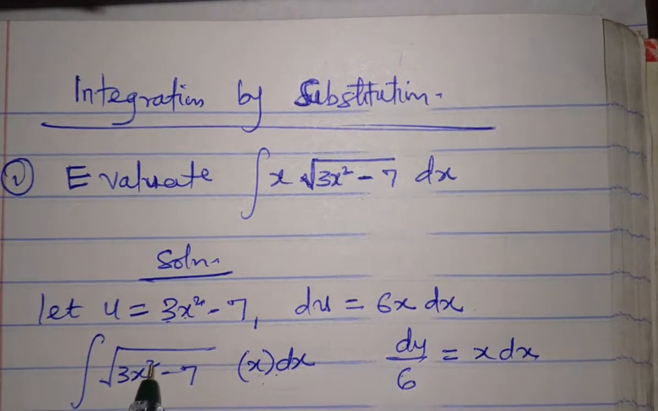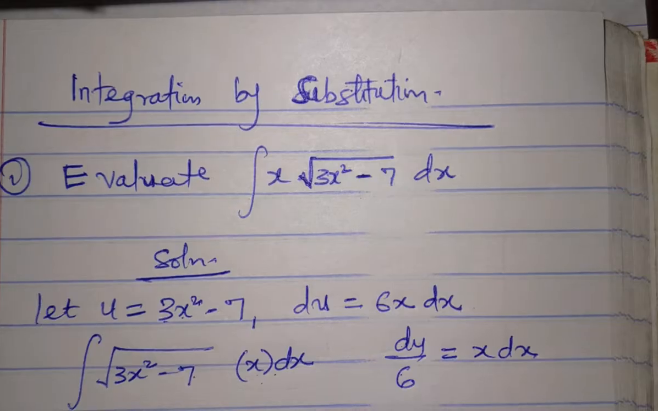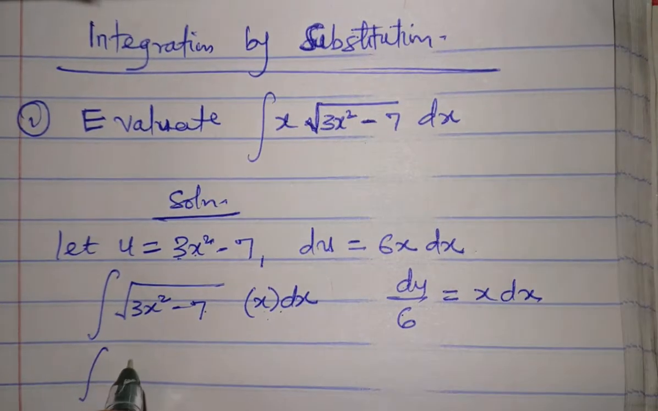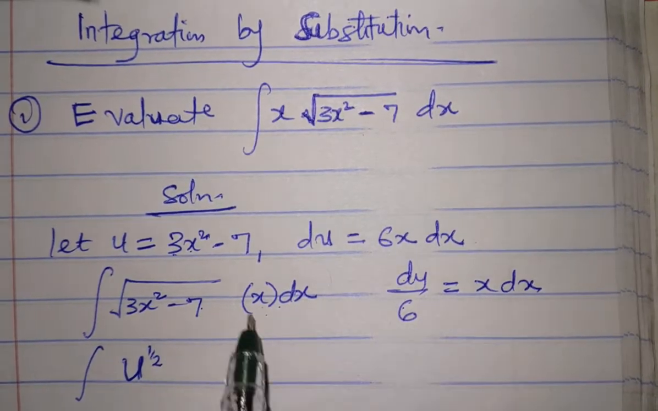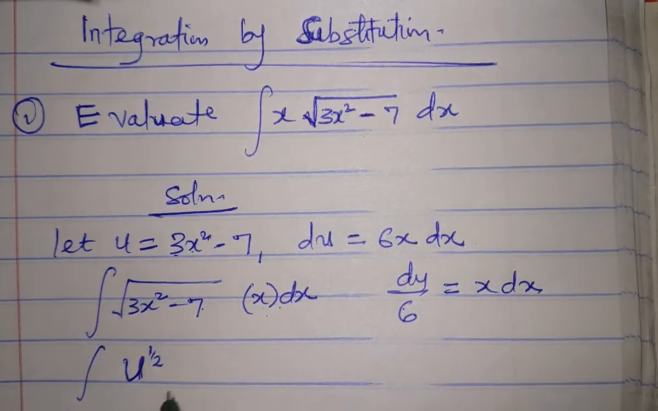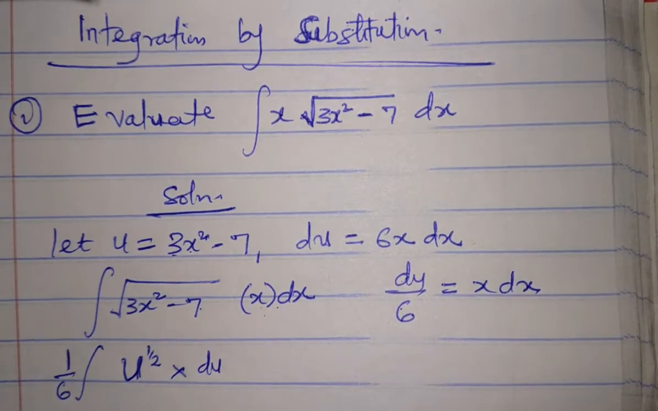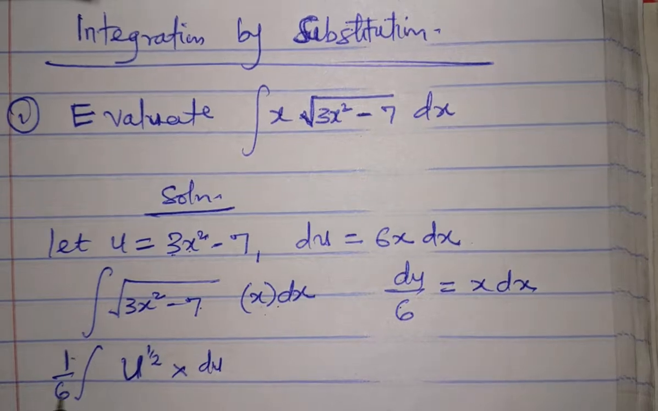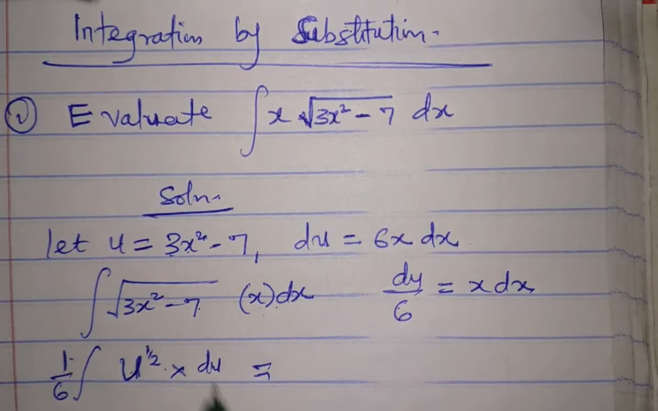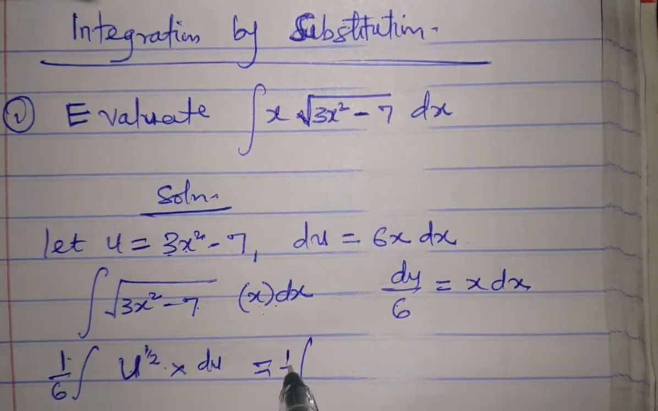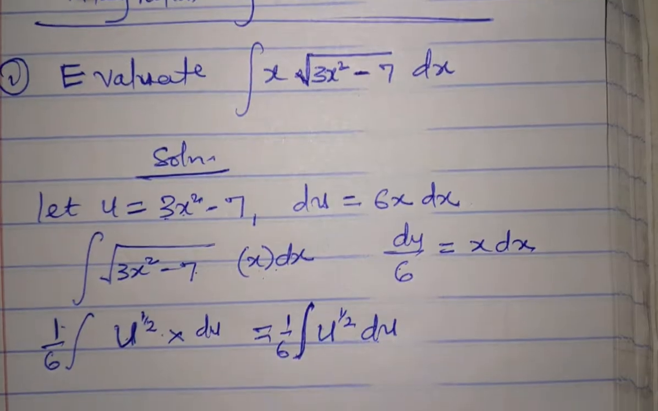And in place of this 3x squared minus 7, I'll write u. So the integral will now be a function of u. You get it? We have the integral of u to the power of half. Square root signifies the power of 1 over 2. Then in place of x dx, write du over 6, times du all over 6. I can bring that 6 out as 1 over 6. So that 1 times du is du, 6 times 1 is 6. Okay? So let me integrate u to the power of half with respect to u. This is the integral of u to the power of half du.